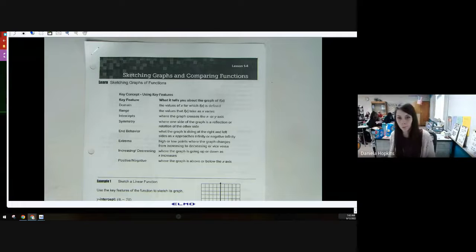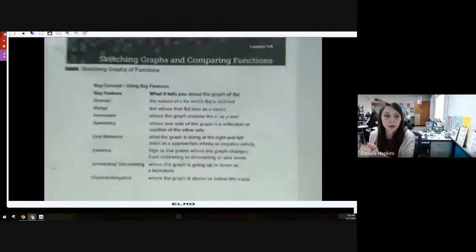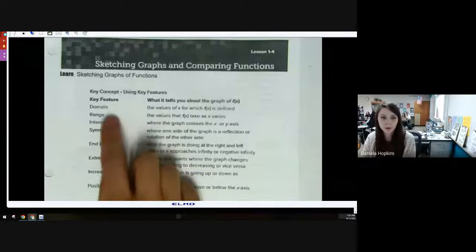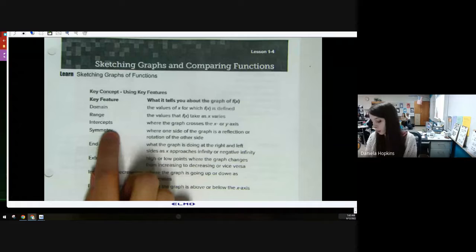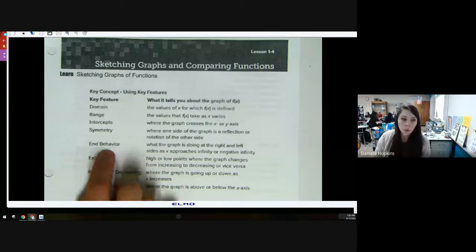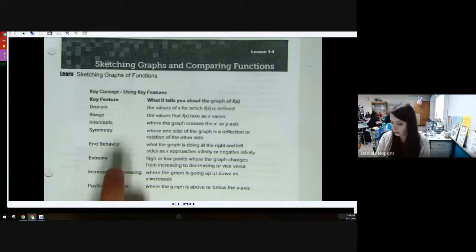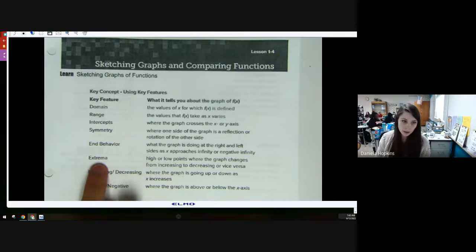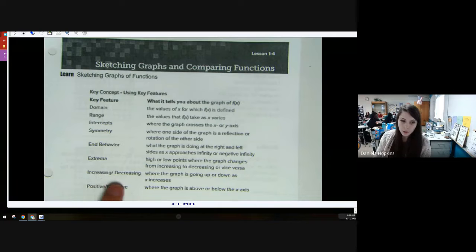Okay, so sections 1.1 through 1.1, 1.2, 1.3. We've talked about all these things: domain, range, intercepts. I think we talked about that in the last section, right? We've talked about symmetry. We've talked about end behavior and extrema in the last section. This part, increasing and decreasing, is going to be the new stuff today.